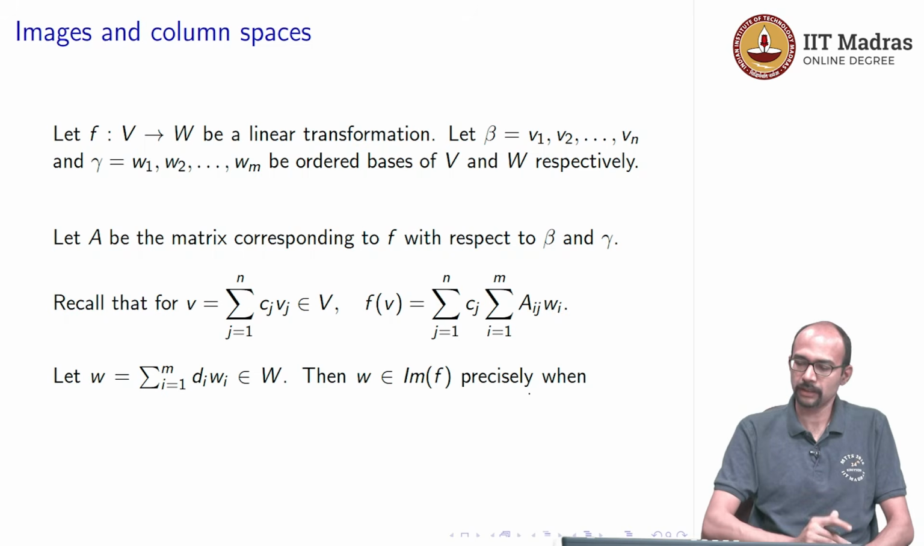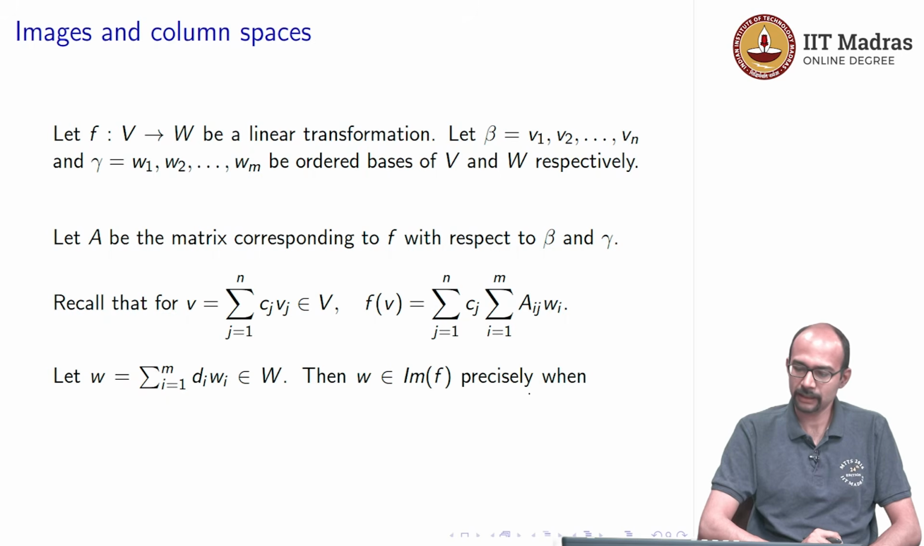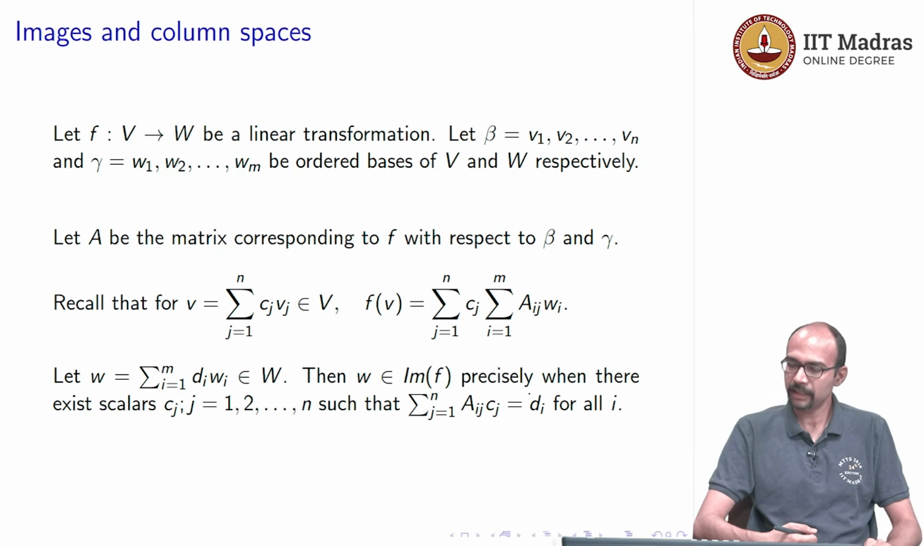So, suppose now w is the summation d i w i, so this is a vector in W. These d i's are unique because the w i's form a basis. So, you can write w as the summation d i w i. So, when does this lie in the image? This lies in the image precisely when there exist scalars c j so that the summation a i j c j is d i.